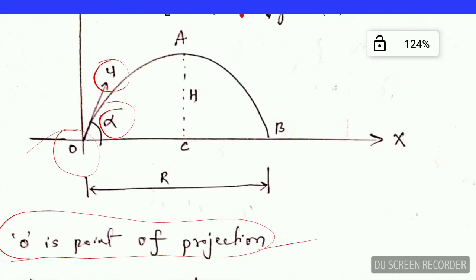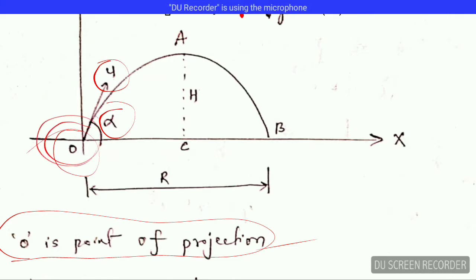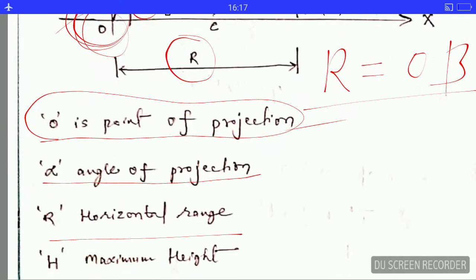So suppose you throw the object from here, and the horizontal distance traveled by the projectile in the x direction is called the range. So you can see that this is the horizontal range. It is the distance traveled in the horizontal direction, or in the x direction. So R equals OB. Okay, this is the horizontal range.